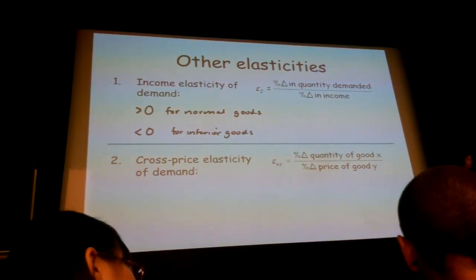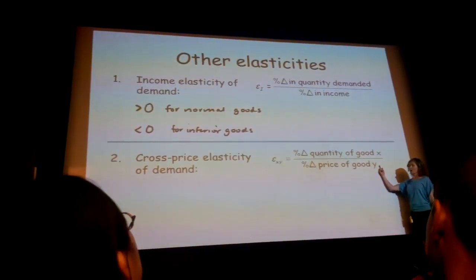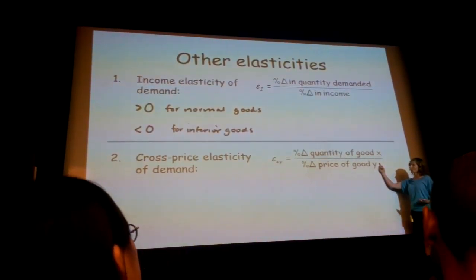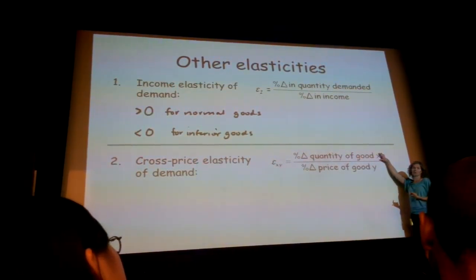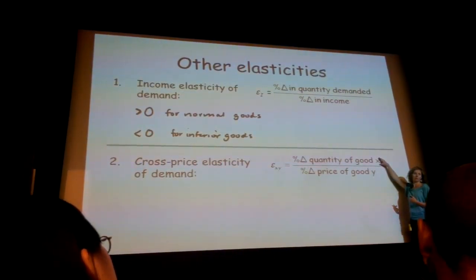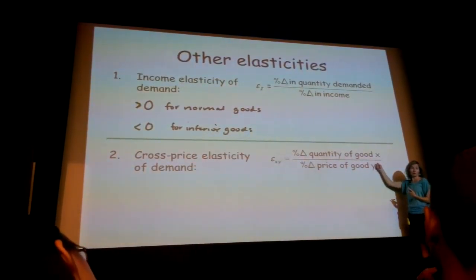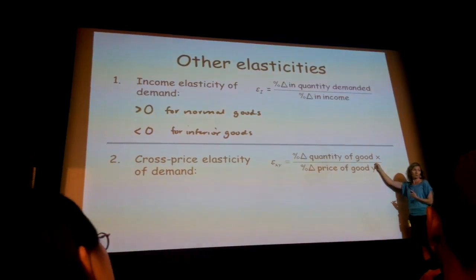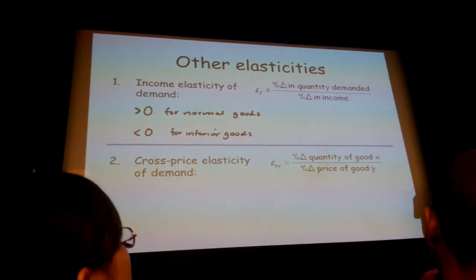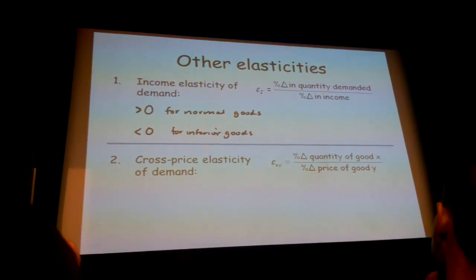Now, if the price of, let's say, bread goes up, how might that affect the demand for, let's say, jam? If we put jam on bread, how might the increase in the price of bread affect the demand for jam? It would go down, right? If bread gets more expensive, people are going to buy less bread, and that means they're going to buy less jam as well. So this quantity tends to be negative for goods that are complements.